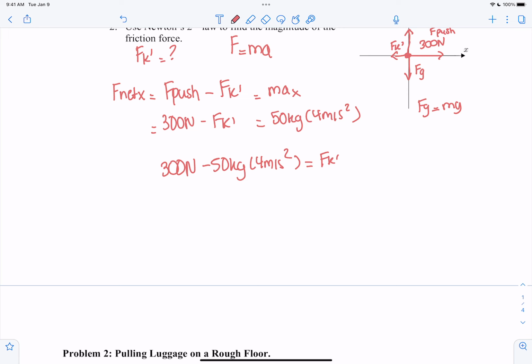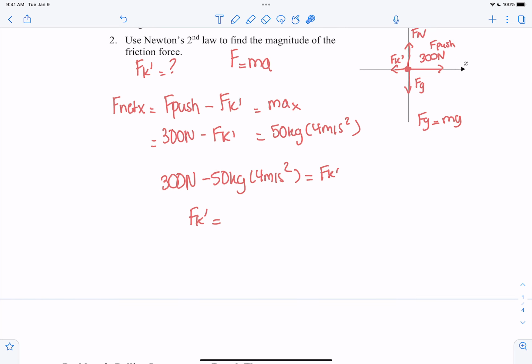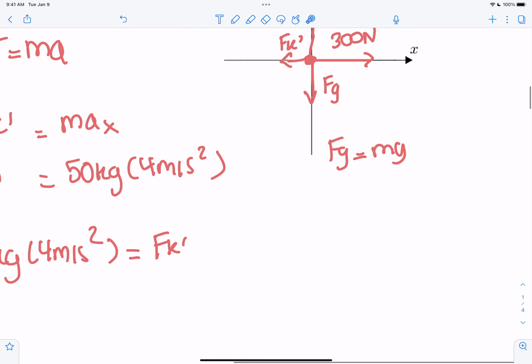So Fk prime is then equal to 300 newtons, and this is going to be 200 newtons. 50 times 4 is 200. How did I get 500 for the y-axis? The 500 newtons was just an example of how to figure out the force of gravity. Force of gravity is mass times acceleration due to gravity, and so that's 50 kilograms.